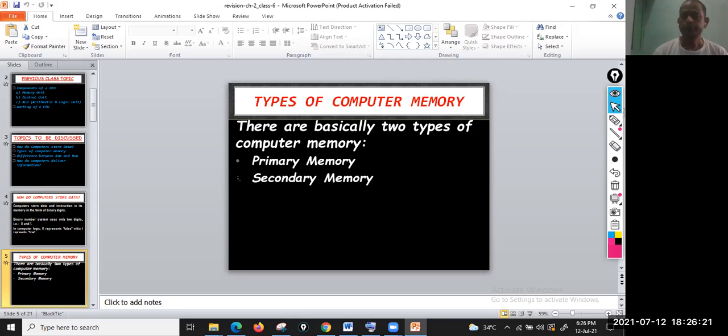Types of computer memory. There are basically two types of computer memory, that is the primary memory and secondary memory.